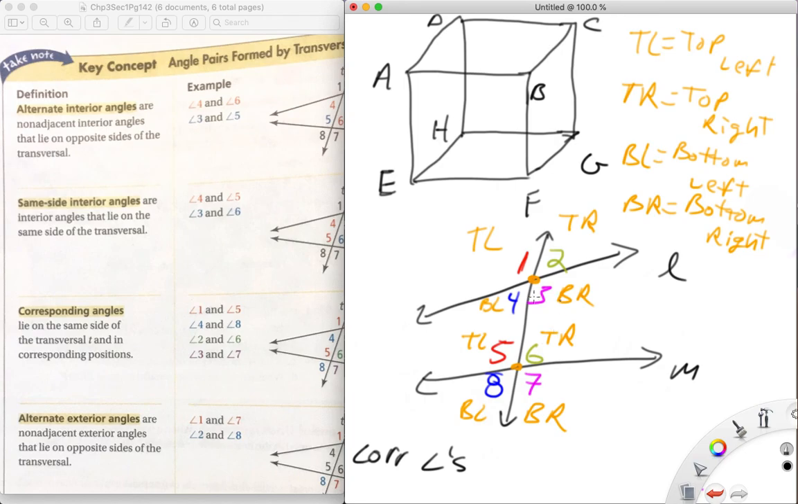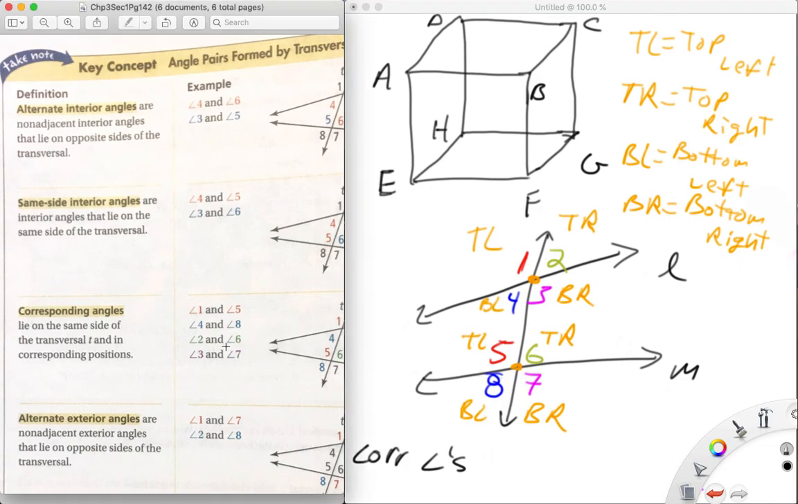4 and 8 are both in the same region of their intersection. They're both in the bottom left, so they're corresponding. 3 and 7, they're both in the bottom right, so they're corresponding. 2 and 6, they're both in the top right, so they're corresponding. 1 and 5, they're both in the top left, so they're corresponding. They occupy the same area of their respective intersection points. Hence, they are corresponding angles.